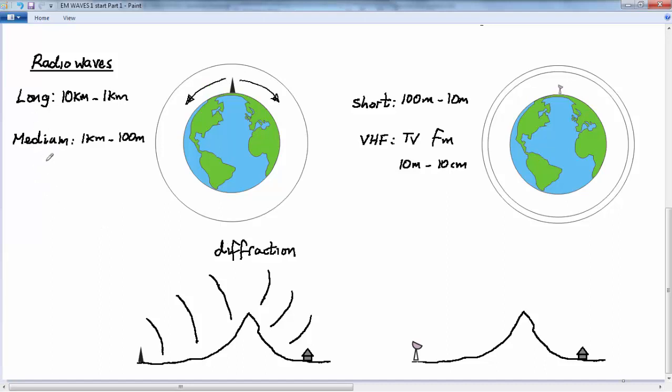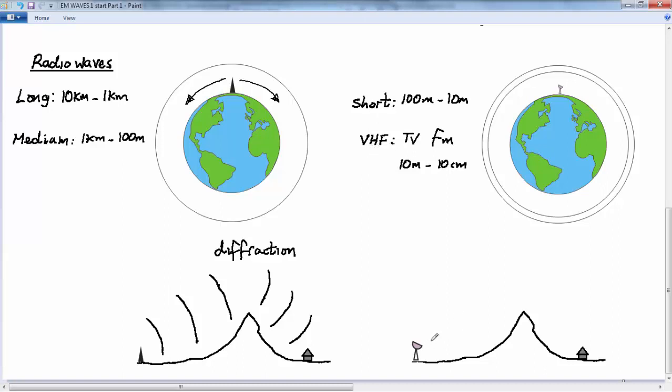Now the problem with long and medium wave is that although they have large wavelengths, they have low frequencies, and that means they're not able to transmit large amounts of information. So it's okay if you've got a radio here and all you've got to transmit is audio information. When you want to start transmitting more information, for example in the case of television, where you have to include not just audio information but visual information and information about colour, then we need to go to higher frequency radio waves such as shortwave or VHF.